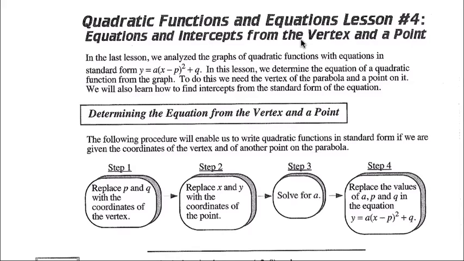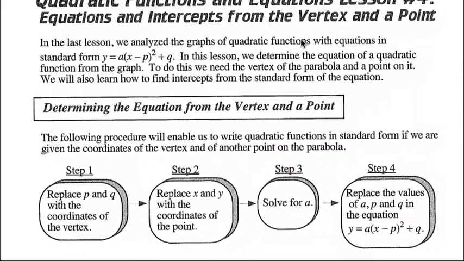So we've learned how we can manipulate our standard form of our equation and how those different parameters affect our parabolic curve. Now, if we're given some information, we should be able to create an equation. So basically, the steps are laid out here. But let's go through it.